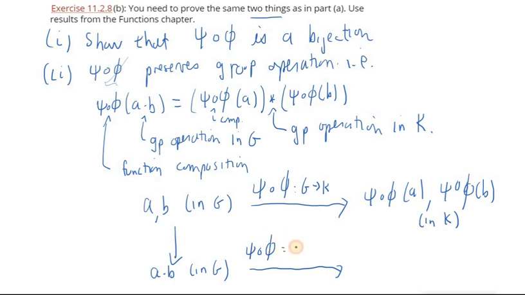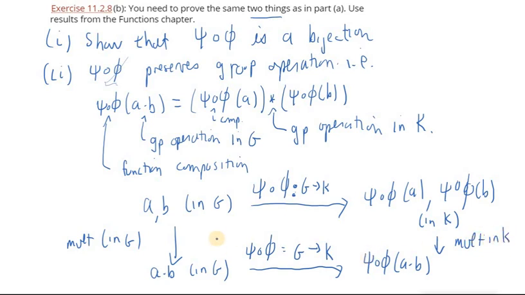Here again, it goes from G to K. Let me make these two dots a little bit clearer. Two dots here. And this is going to give me C composed phi of A dot B. Now, if I do the multiply, this is multiply in G, and here we have multiply in K.